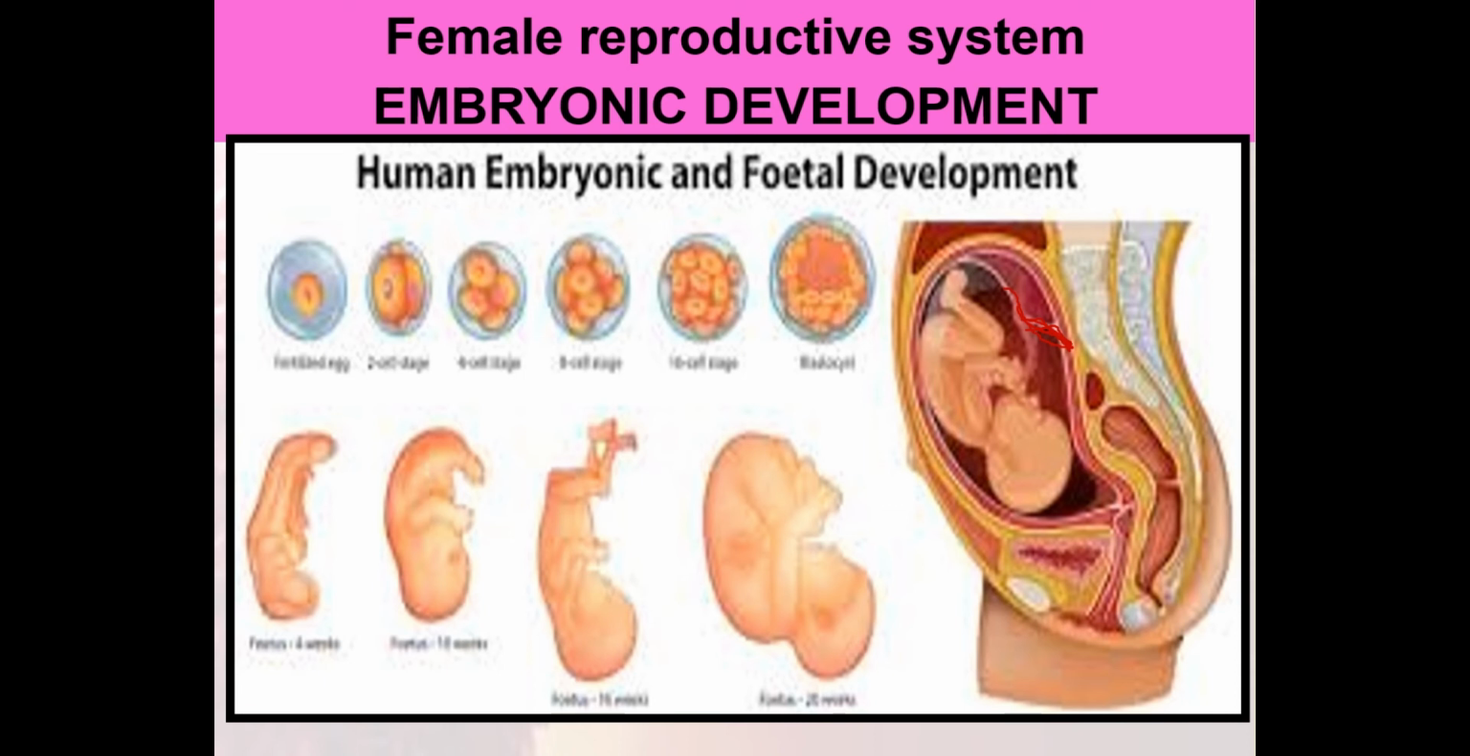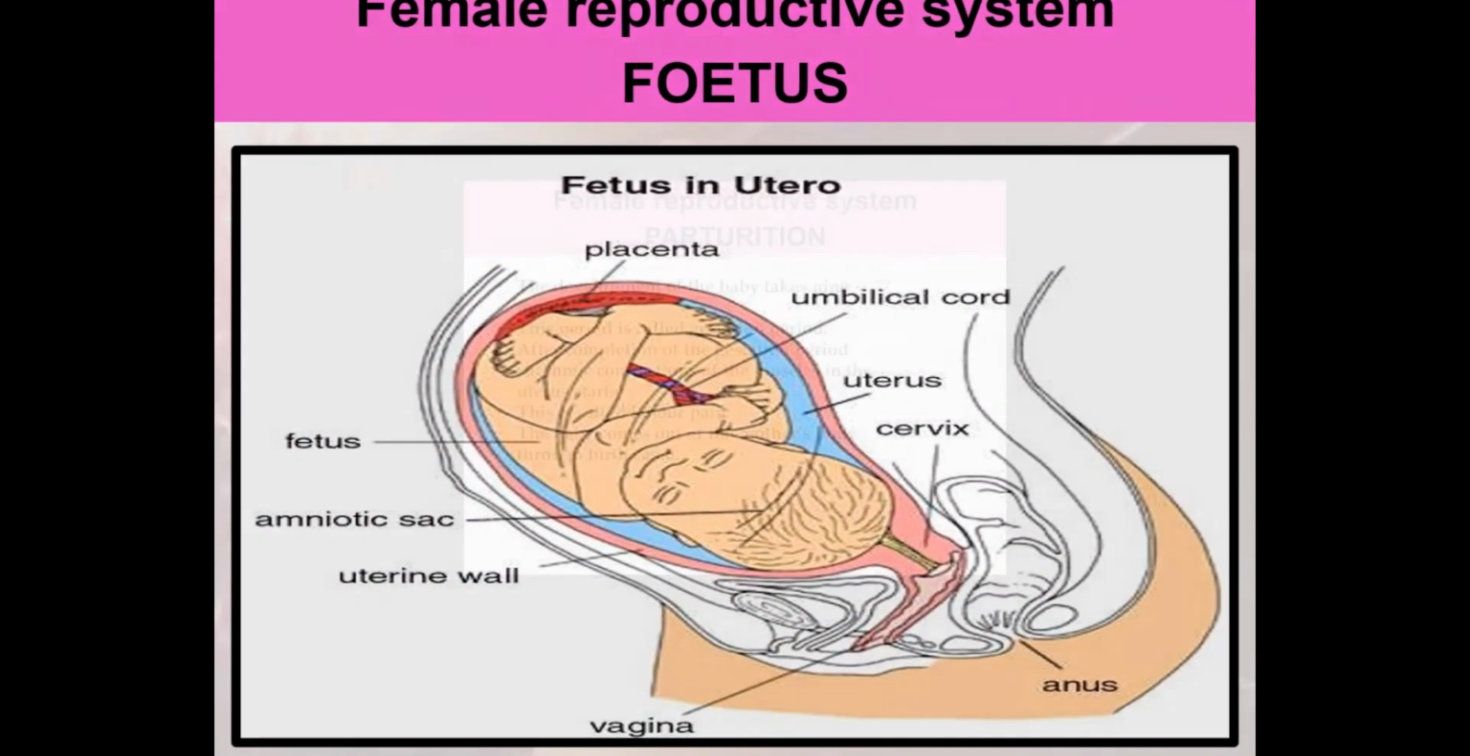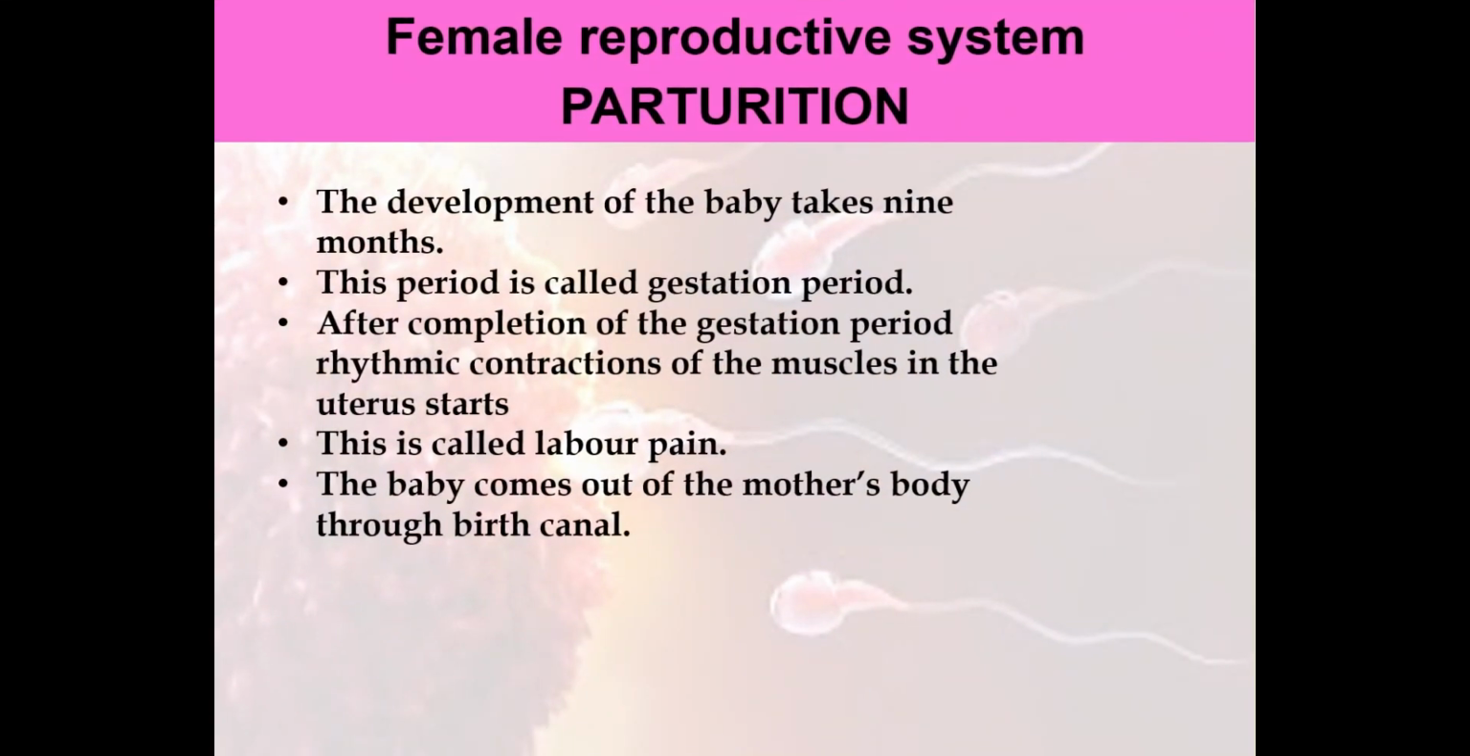The total time period from fertilization till the complete development of the fetus and then the baby is called the gestation period. This gestation period in human beings, Homo sapiens, is 280 days. The gestation period differs from species to species.